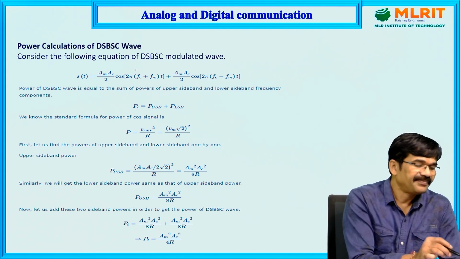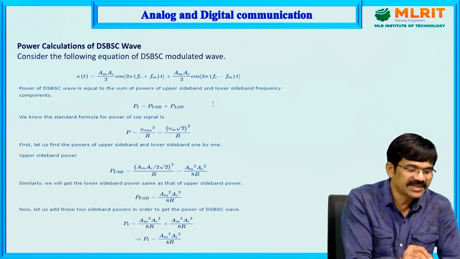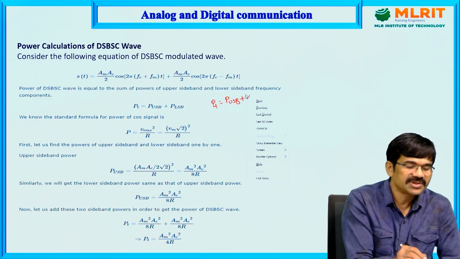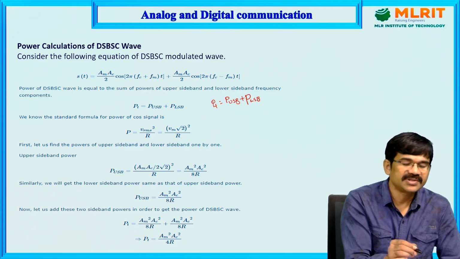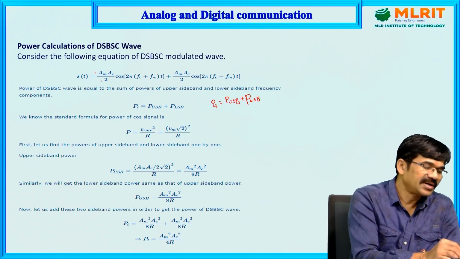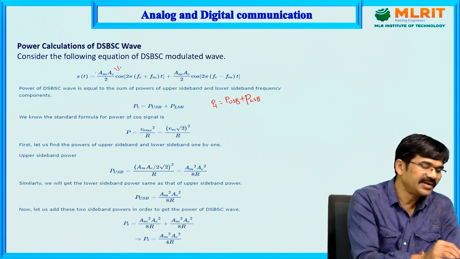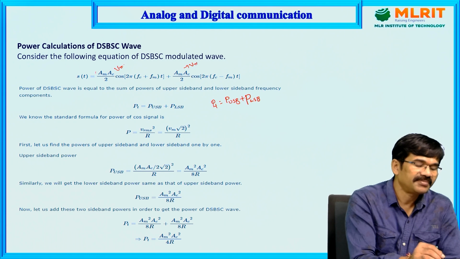So now here it contains the USB and the LSB, so the total power S of t is the total power PT, which is nothing but P USB, the power required for the transmission of the USB, plus P LSB, the power required for the transmission of the LSB. So here this is the amplitude of the signal. This signal we are calling Vm, the maximum signal.